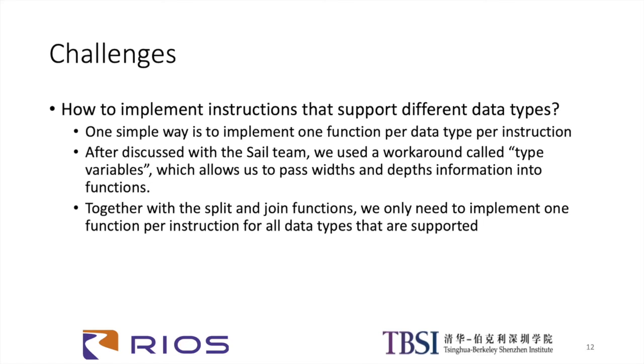For the second challenge, one simple solution is to implement one function per data type per instruction, even though they share the same functionality. This is because of the strict type checking for function arguments in Sail. After our discussion with the Sail team, we used a workaround called type variables, which allows us to pass width and depth information into the functions. Together with the split and join functions, we only need to implement one function per instruction for all supported data types.